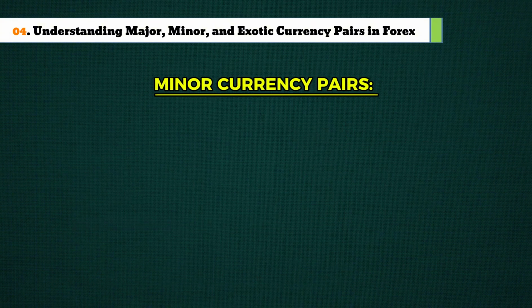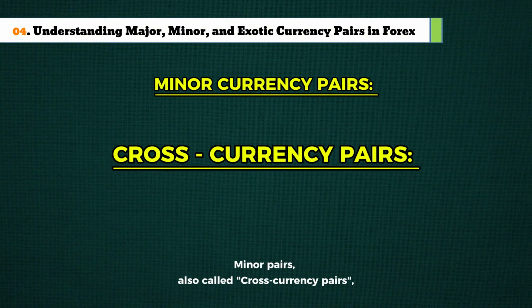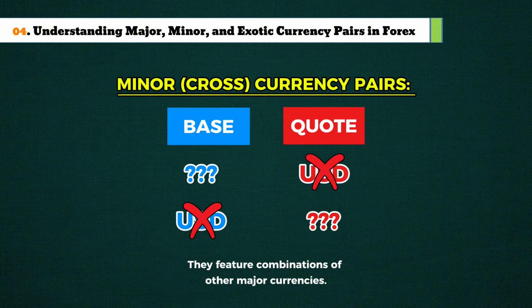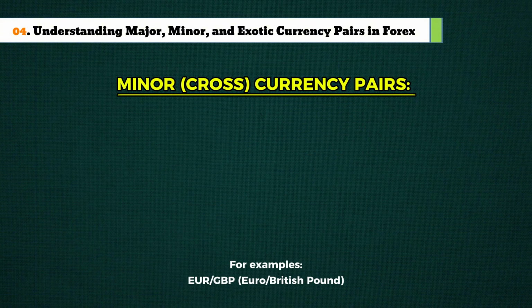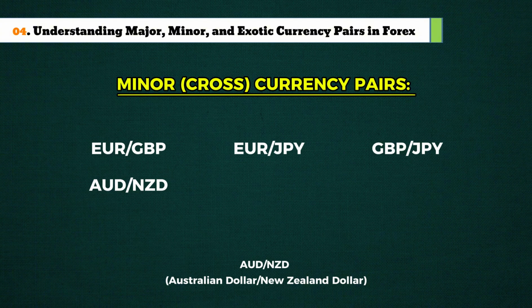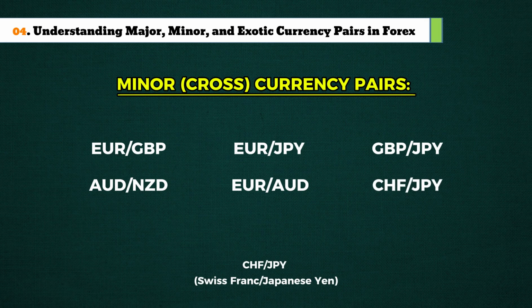Minor currency pairs. Minor pairs, also called cross-currency pairs, are Forex pairs that do not involve the US dollar. They feature combinations of other major currencies. For example: Euro, British pound; Euro, Japanese yen; British pound, Japanese yen; Australian dollar, New Zealand dollar; Euro, Australian dollar; and Swiss franc, Japanese yen.